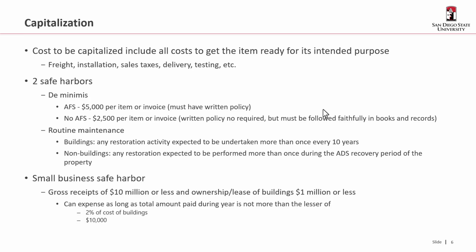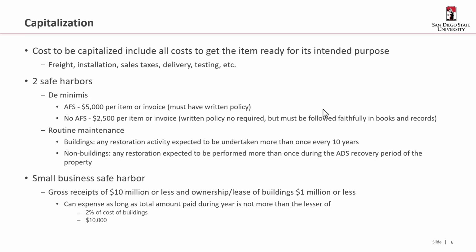The first is called the de minimis safe harbor. If you have applicable financial statements, if you have a written policy for your books and records, so for book purposes you write off anything $5,000 or below, either by item or by invoice, you can just deduct that for tax purposes as well.